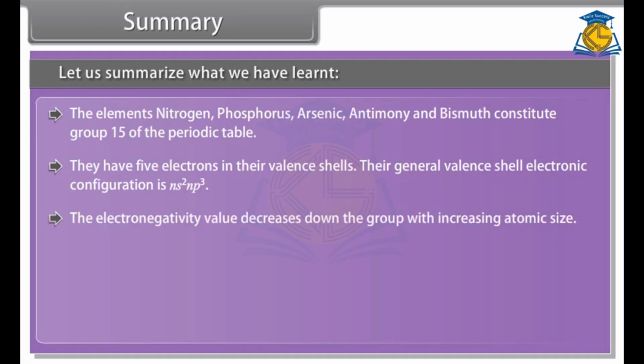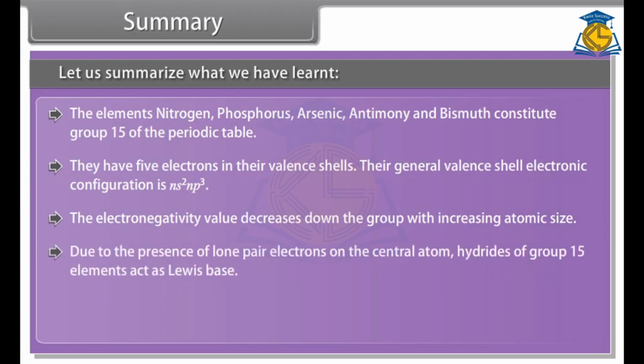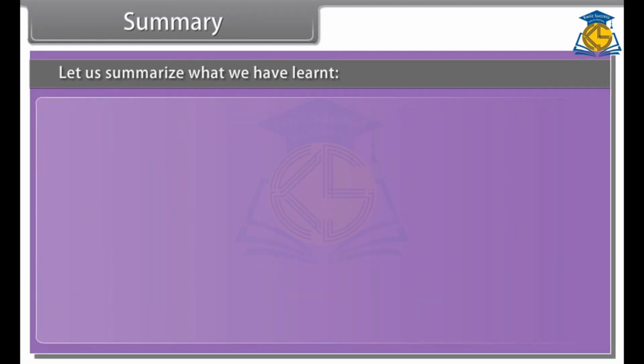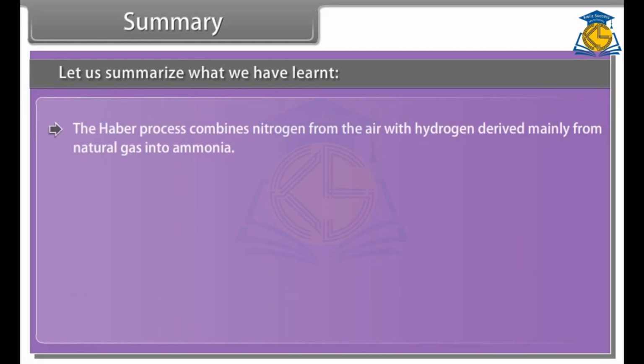The electronegativity value decreases down the group with increasing atomic size. Due to the presence of lone pair electrons on the central atom, hydrides of group 15 elements act as Lewis base. Nitrogen does not form pentahalide due to the absence of d orbitals in its valence shell. The Haber process combines nitrogen from air with hydrogen derived mainly from natural gas into ammonia.